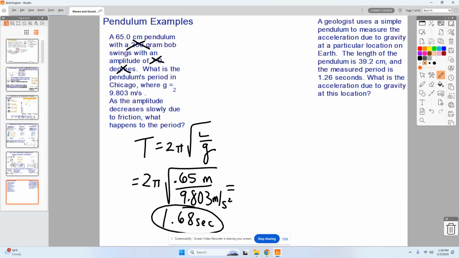Okay. Geologists will sometimes measure G not using a pendulum, but using a very sensitive gravity meter. The idea is that they're trying to determine what's underneath their feet. Iron ore has a different density than oil, so geologists will often measure G at various locations on the Earth. I want you to determine the acceleration due to gravity at that particular spot. If they're using a pendulum, the length is 39.2 centimeters. They measure the period to be 1.26 seconds. I'd like to know G there. See if you can go.